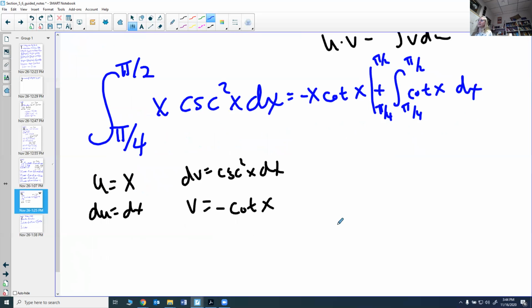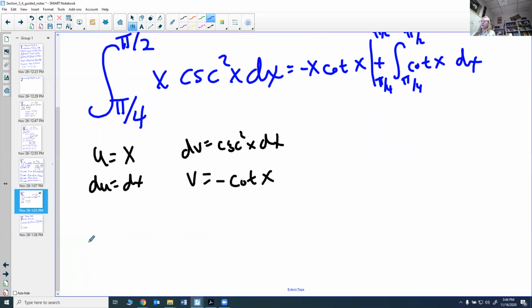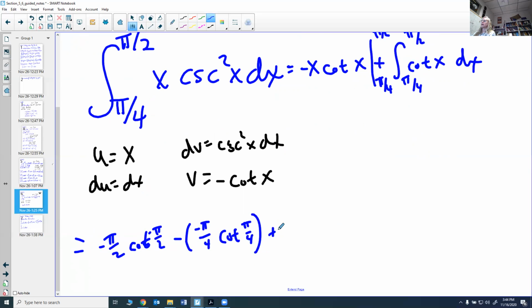I need a little more space. I'm going to move down here. So I'm going to have minus pi halves cotangent of pi halves minus a negative pi fourths cotangent of pi fourths. Plus, I need to do this integral still. So I'm going to keep this as pi fourths to pi halves. Cotangent is cosine over sine.